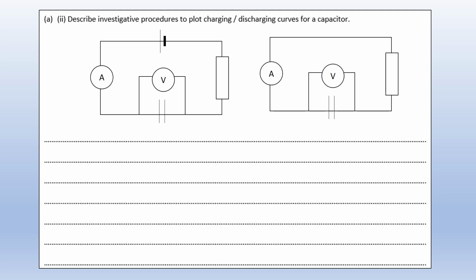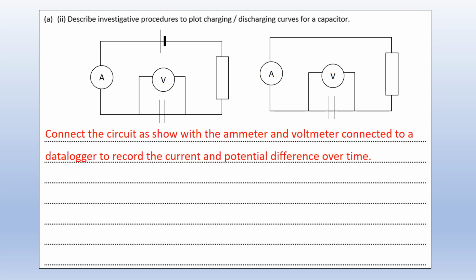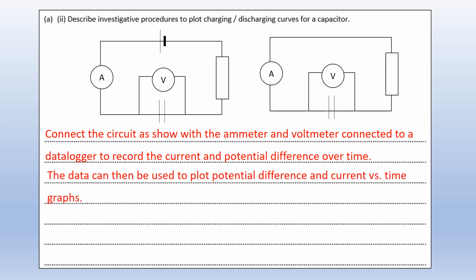What we're going to do is connect the ammeter and the voltmeter to a data logger, because we're going to want to take readings continuously over a period of time. That's what we use a data logger for, and most digital measuring devices have the ability to be connected to a data logger. So we can plot their values over time, and we can straight away get graphs of potential difference and current versus time.